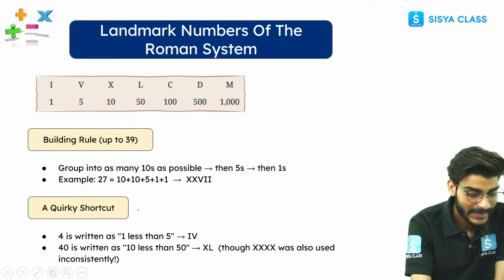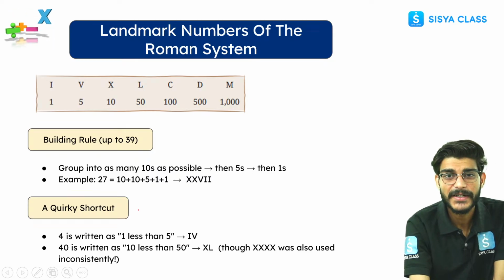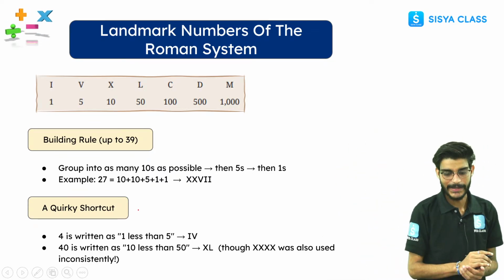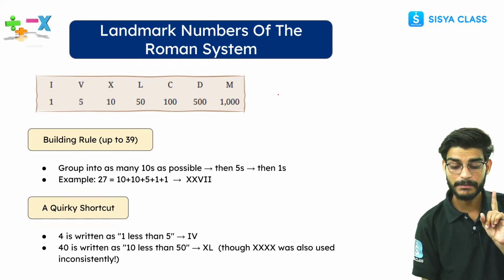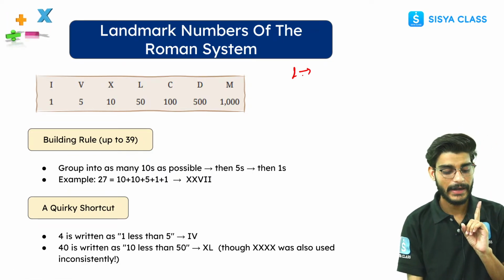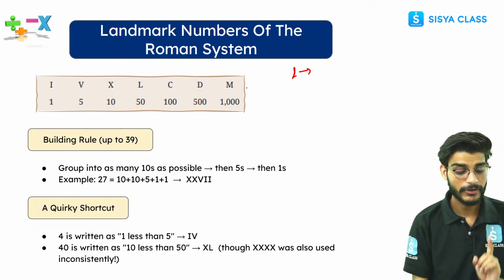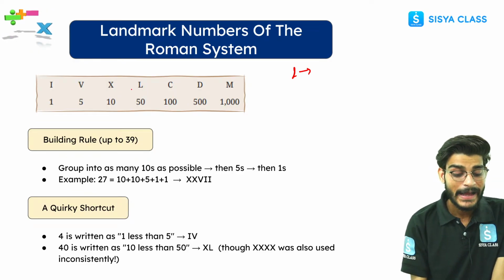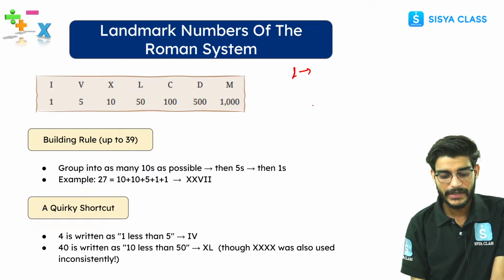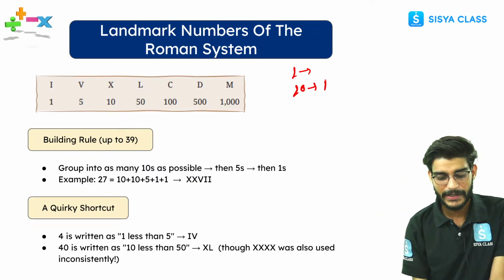So then came the Roman number system. For grouping, they gave some symbols. Clear? Symbols like 1 to 10. Everyone knows how to denote it, and I have cleared it. 1 to 10 is fine. Then 10 to 49 was also clear.